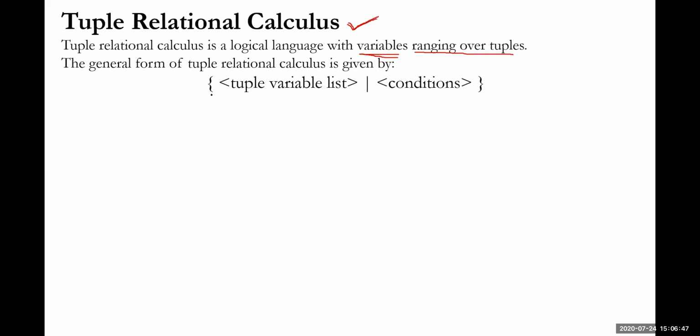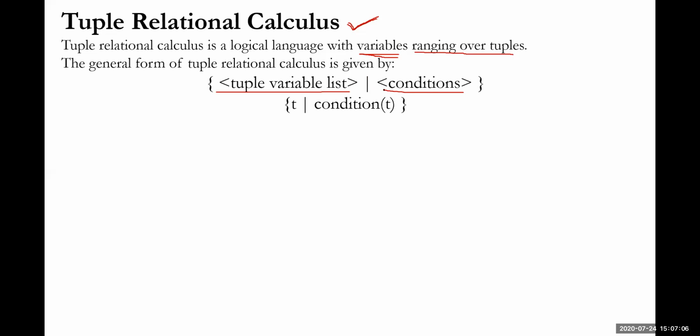Tuple relational calculus is a logical language which takes some variables over a range of tuples. I already told you what range of a tuple is. The general form of tuple relational calculus is open and closed curly braces. Within these braces you have to mention the tuple variable, which you could specify as T1, T2, T3, or A, B, C, or your own names, followed by such that and the condition.